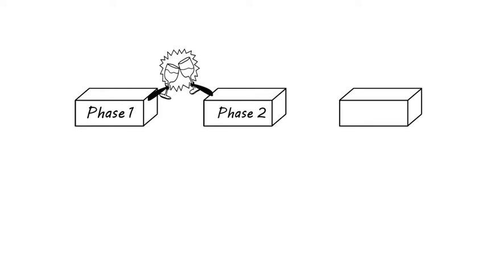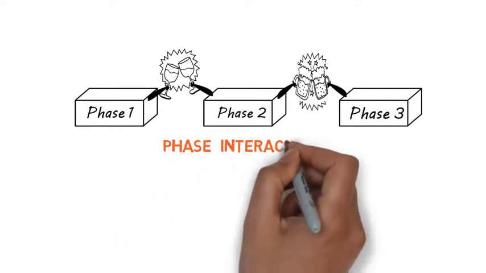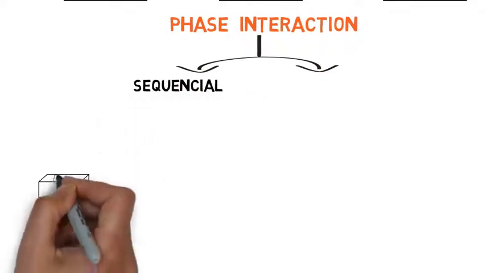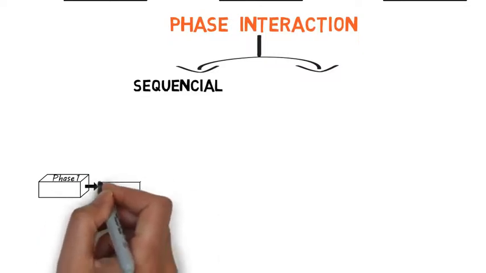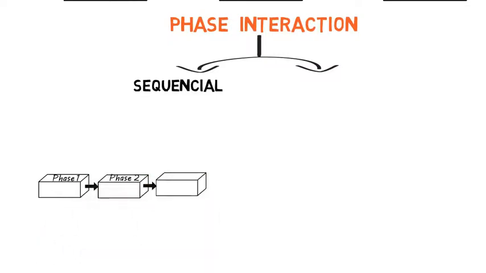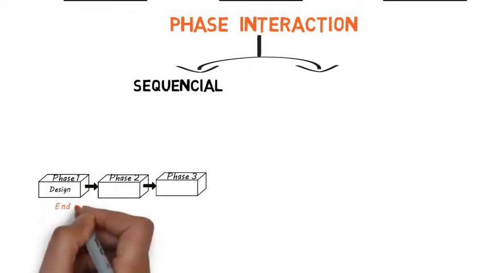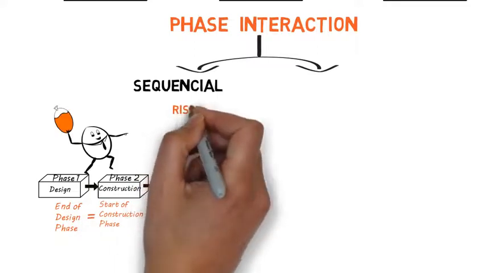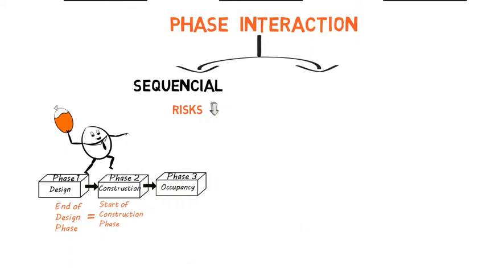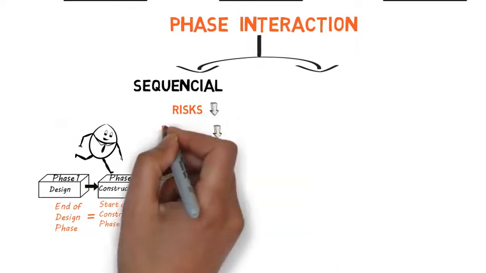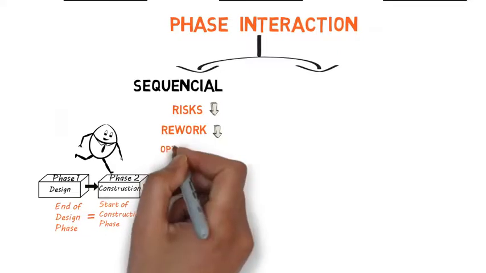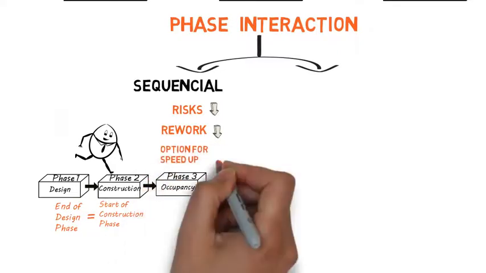Now, let us look at how project phases interact with each other within a project. The phase-to-phase relationship can be sequential. In a sequential relationship, only when a phase is ended, the next phase can be started. For example, once the complete design is frozen, and the design phase is ended, only then, the construction phase is started. In this approach, the risks and uncertainties are reduced, as the work is done sequentially. This also reduces the probability of rework, as the design phase and the construction phase are well aligned for the transfer. As phases are completed, one after the other, there are very limited options for speeding up the project.